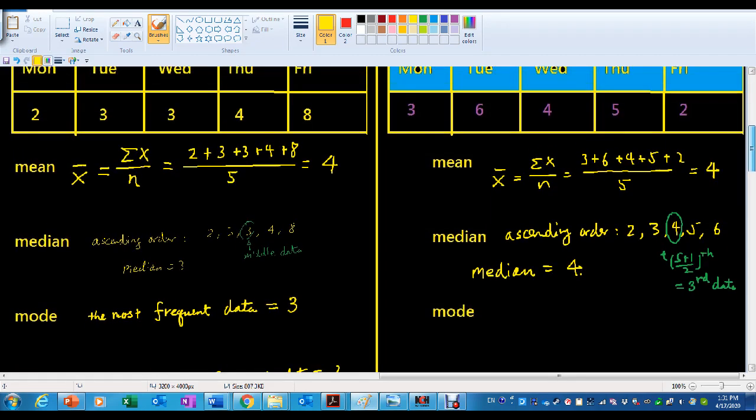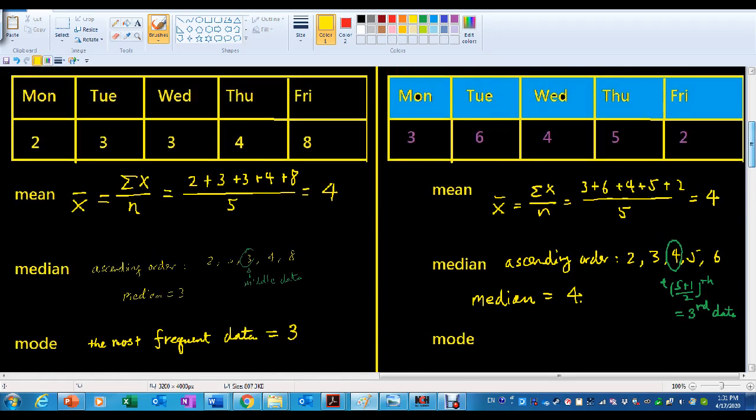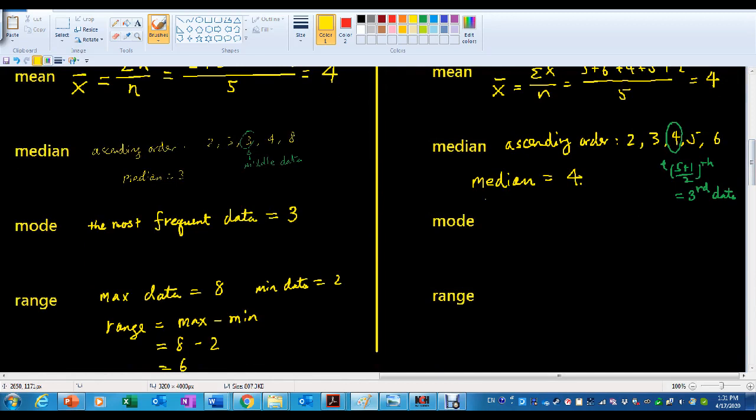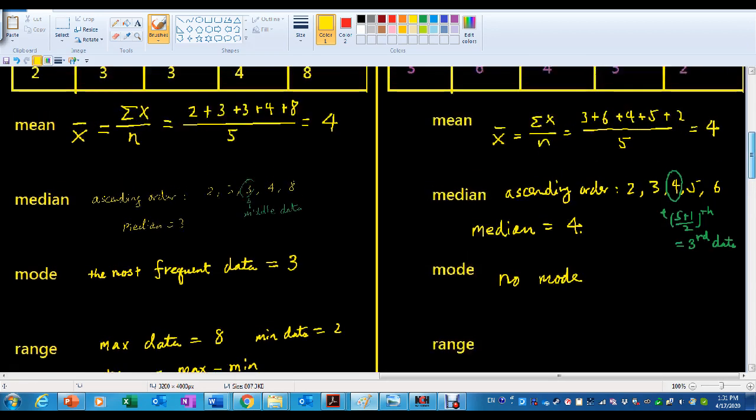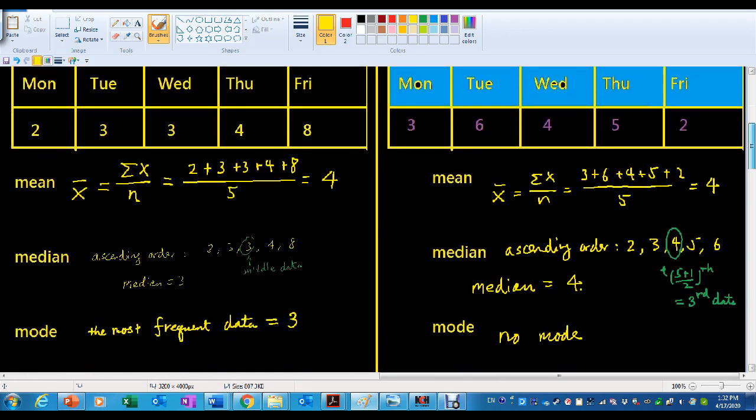And how about the mode? For Jimmy's data, do we have a most frequent data? Each data only appears once, so there's no mode, because there isn't a particular data which appears more than once. So when you compare two sets of data for central measurement, what's your conclusion for the center of data? For Tommy's data, possibly you would say the center of data is closer to 3 because you got 2, 3, 3, 4.